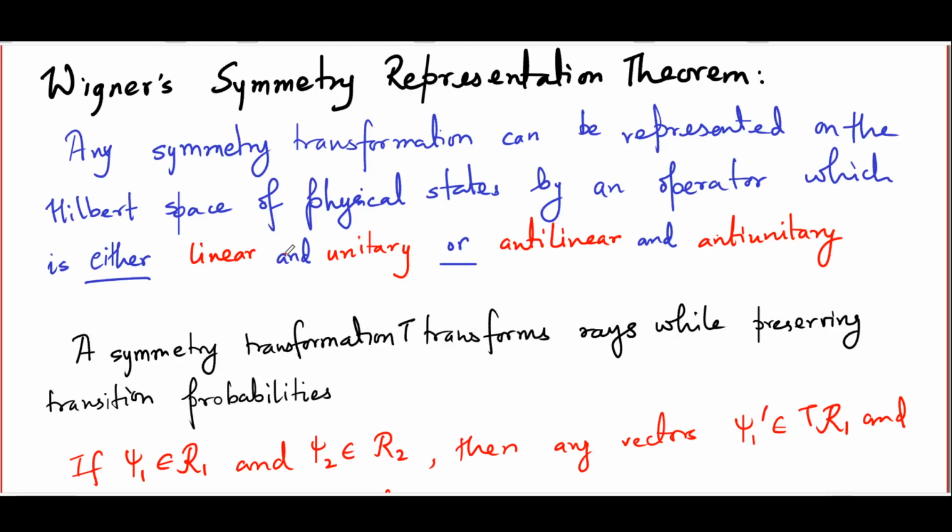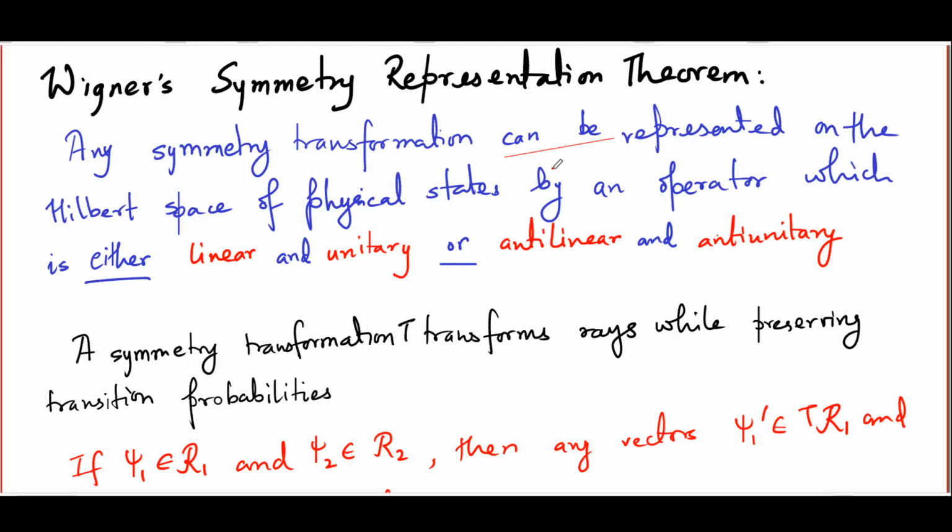And the major tool that we have used in all these lectures is a theorem due to Wigner called the symmetry representation theorem. Let me remind you what the theorem is. The theorem essentially says that any symmetry transformation can be represented on the Hilbert space of physical states by an operator which is either linear and unitary or antilinear and antiunitary. Note that we have very deliberately said can be represented, not must be represented. You can always find an operator which represents the action of a symmetry transformation with the condition that that operator is either linear and unitary or antilinear and antiunitary.